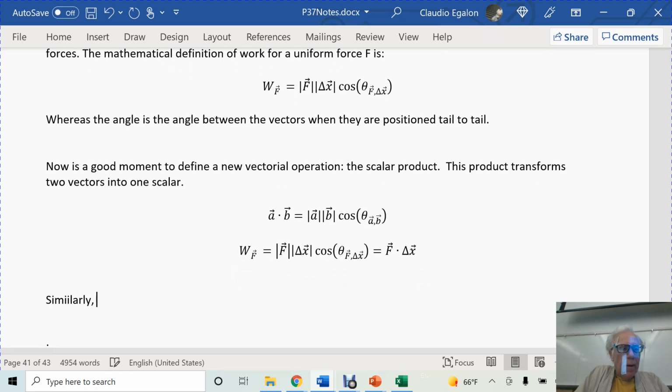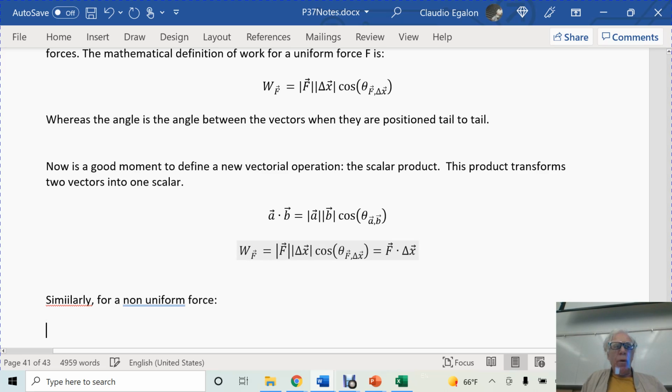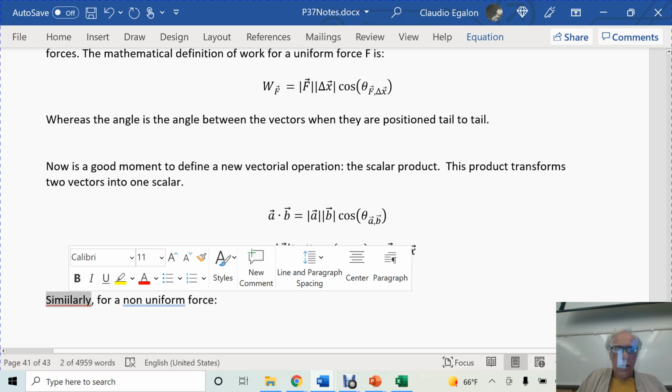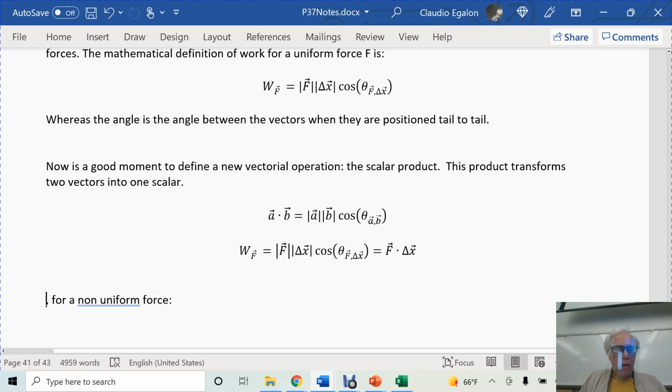Similarly, for a non-uniform force, okay, the work done, for non-uniform force, here we go.